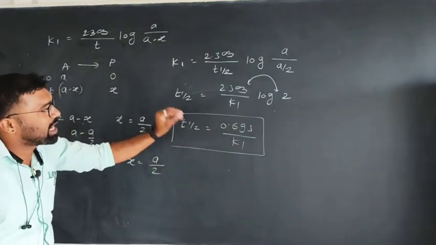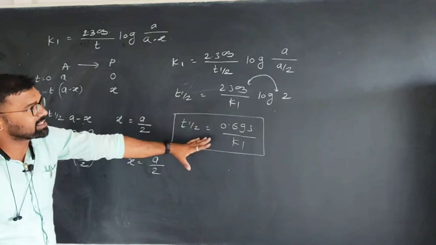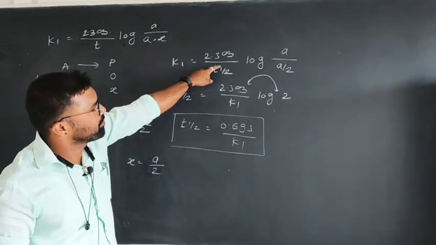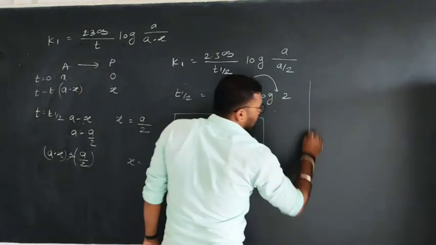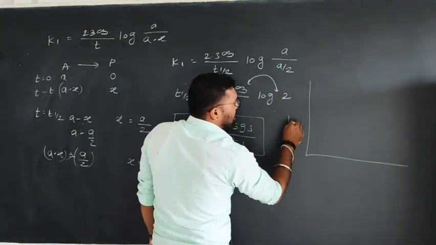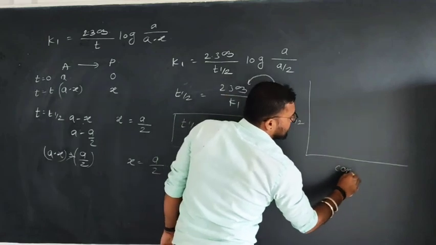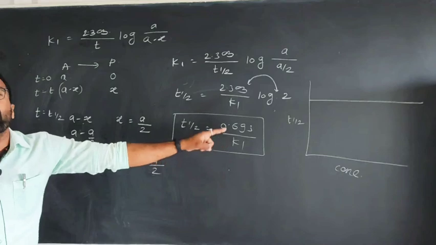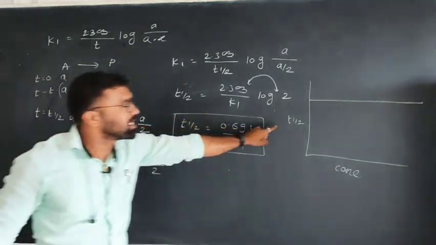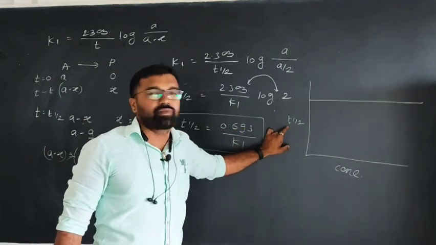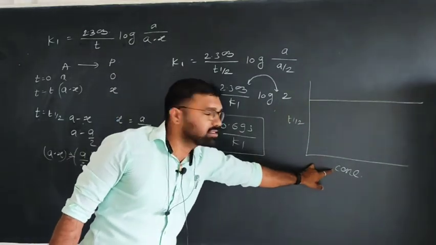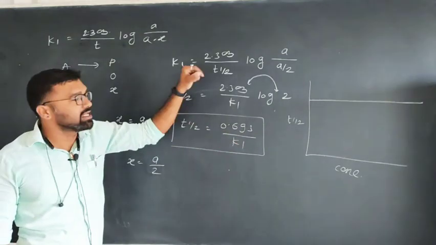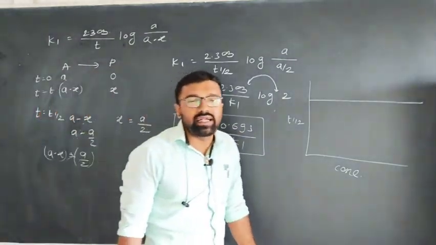Suppose I plot the graph for t half. How will the graph look? t half and concentration. Which is independent of what? Concentration. This question has been asked once in SET, right? t half versus concentration. The half life period for the first order reaction is independent of concentration.